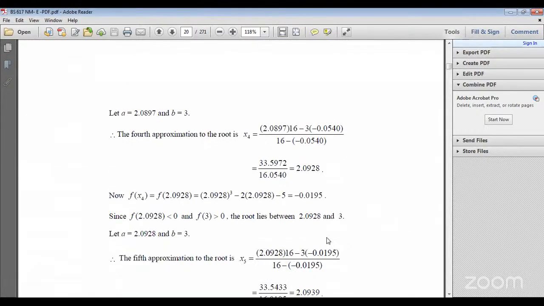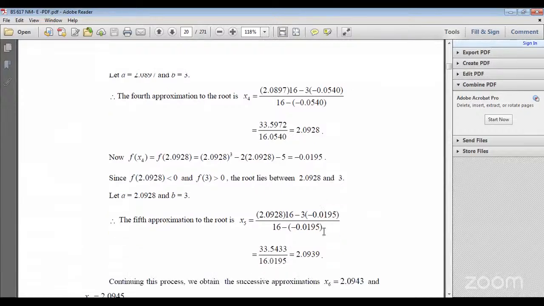The fourth approximation we are taking here. So 2.0897 into 16 minus 3 into minus 0.0540. So there is a multiplication we are doing, 33.5927 by 16.0540. And I am multiplying 2 into multiply and 3 into multiply again. I am adding the values here, 2.0928 is the value.